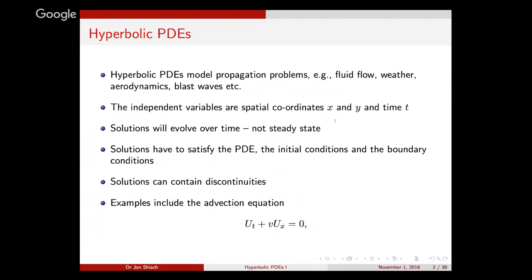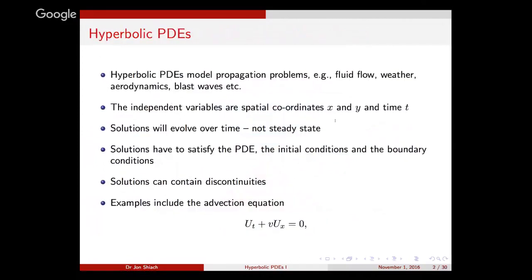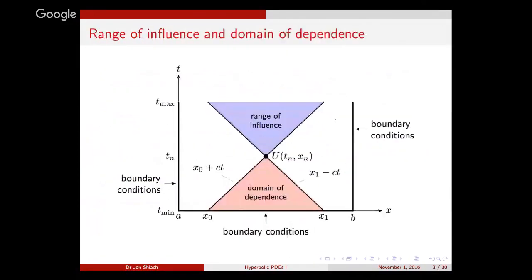And the simplest of all hyperbolic PDEs is a PDE you've seen before. We looked at it in week 2, and this is the advection equation. I'll talk about the advection equation now. Actually, before I talk about the advection equation, I'm going to bring up this diagram, which was in chapter 1. This is the idea of the range of influence and domain of dependence of a hyperbolic PDE.